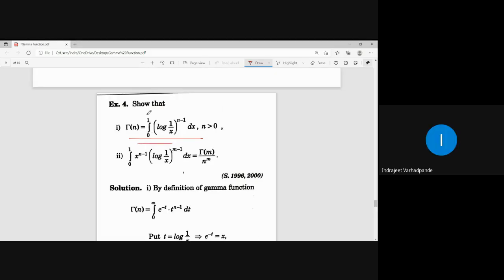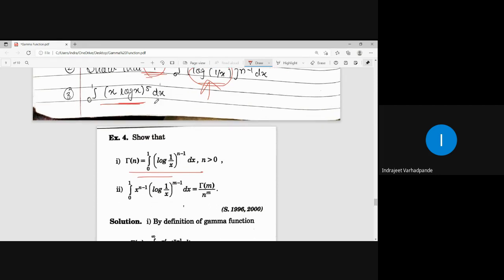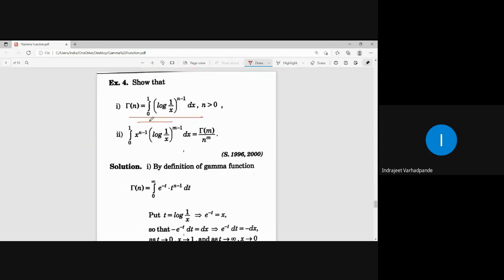Yes, sir. So show that one of the portions which was already given to you. I have provided the solution to it. Prove that or show that gamma n is integral 0 to 1 log of 1 by x to the power n minus 1 dx for n greater than 0.